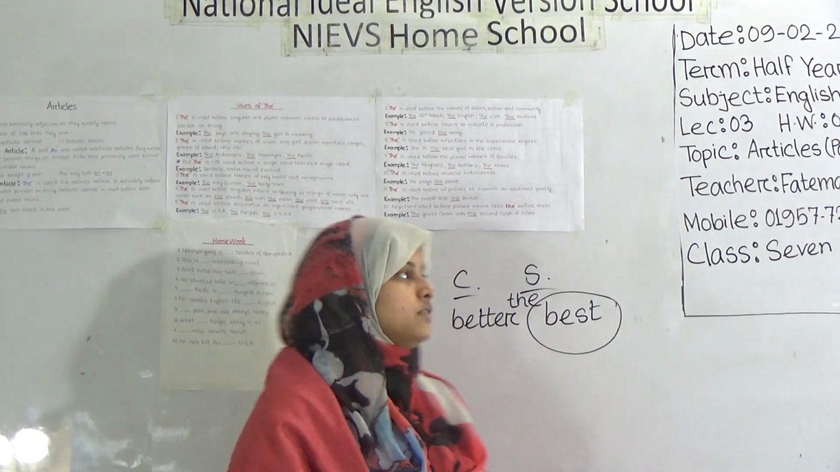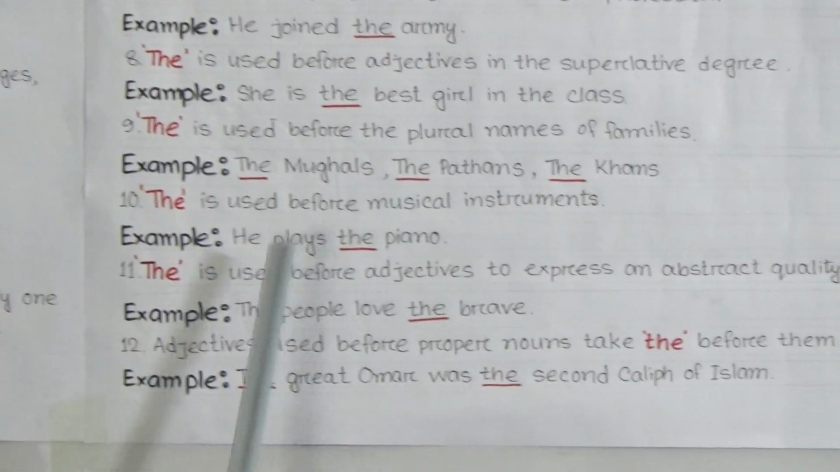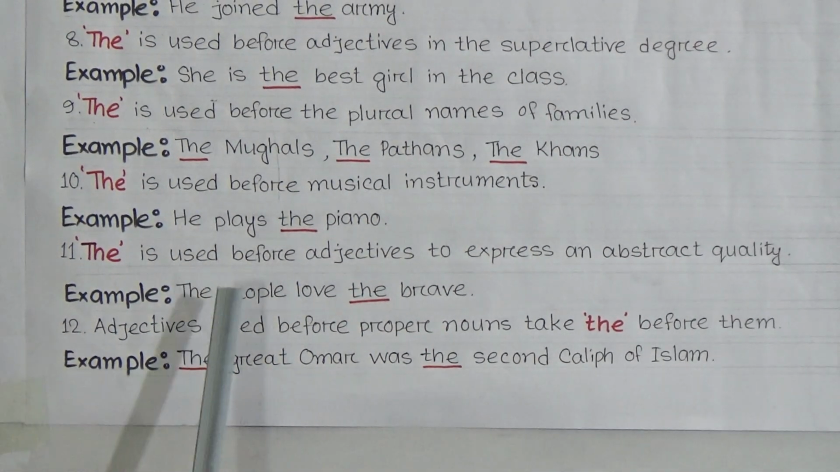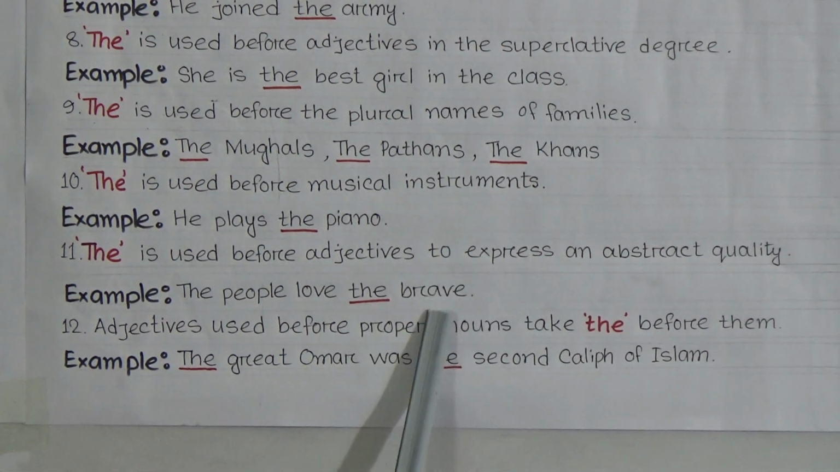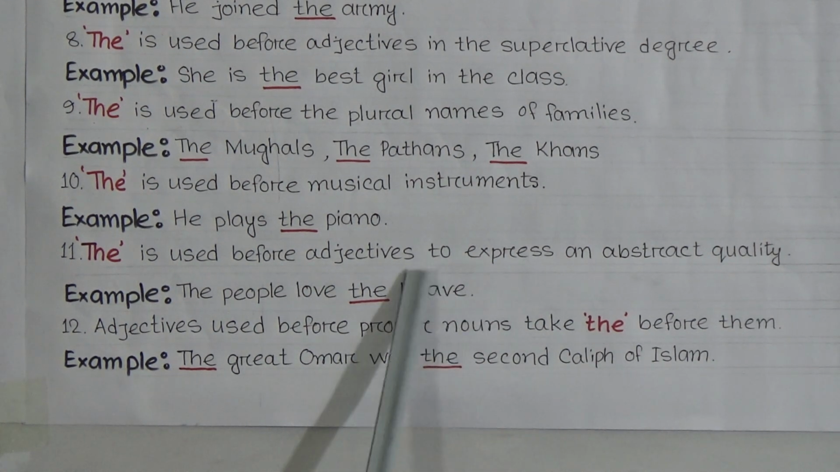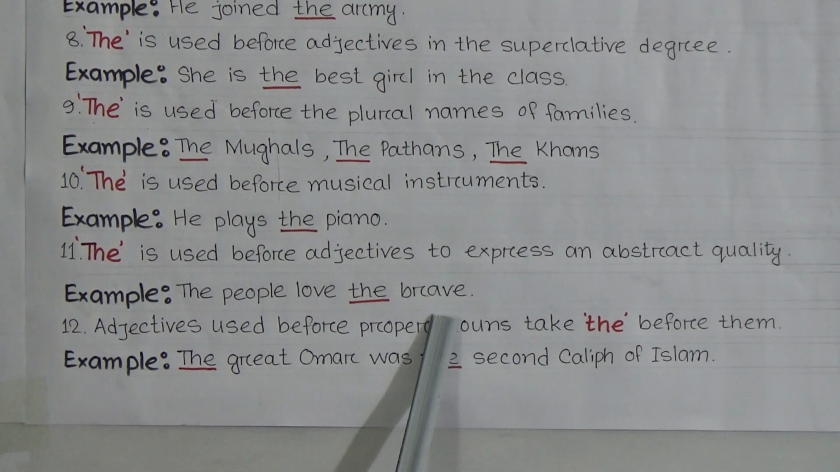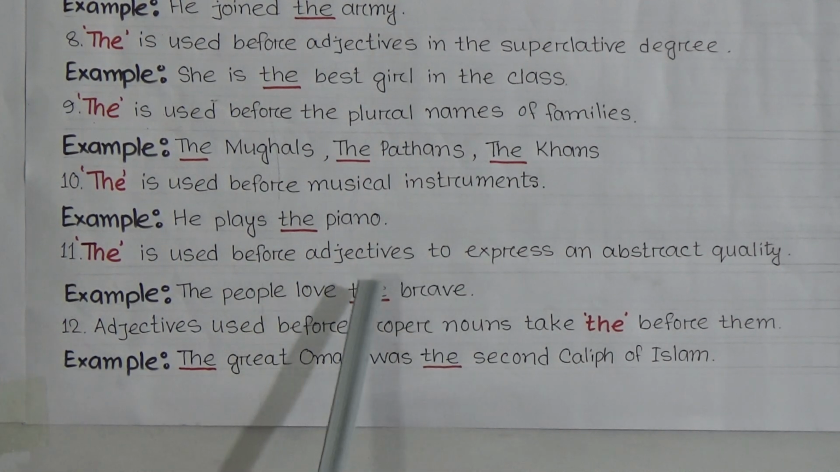So come to the example. I hope the idea of abstract noun is clear to you. The is used before adjectives to express an abstract quality. Look at the example. The people love the brave. So the word brave, we know the person is brave, but can you see whether he is brave? Can you touch it? No. You cannot touch or see it, but you can feel that yes, it is there. So it is called an abstract quality or abstract noun, and before that we have to use the article the.